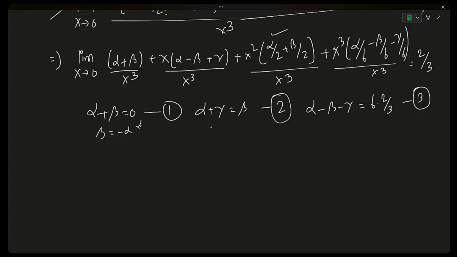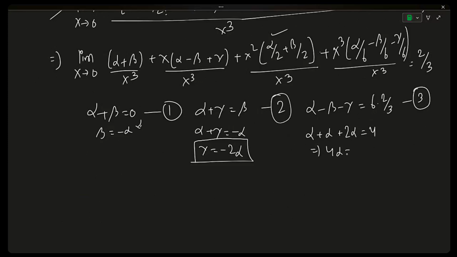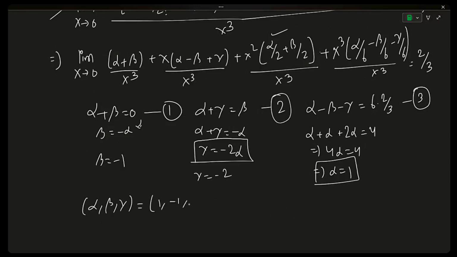And if I put it here, I get alpha plus gamma is equal to minus alpha, or gamma is equal to minus 2 alpha. So gamma and beta both in terms of alpha are found. And now here if I put the values, alpha minus beta is basically plus alpha, and minus gamma is basically plus 2 alpha, which is equal to 4. So 4 alpha is equal to 4, and therefore alpha is equal to 1, beta is equal to minus 1, and gamma is equal to minus 2. So alpha, beta and gamma are respectively 1, minus 1 and minus 2, and therefore we have solved the question.